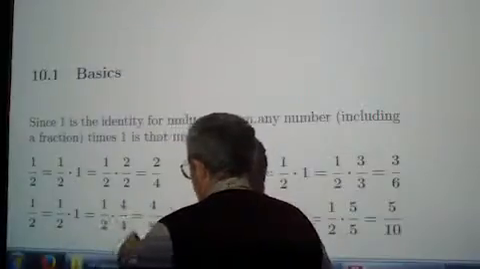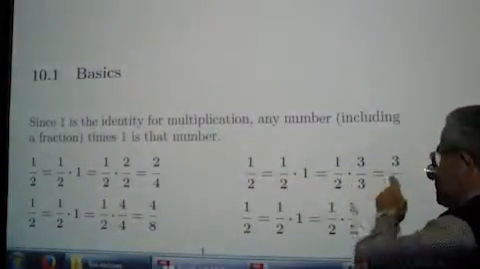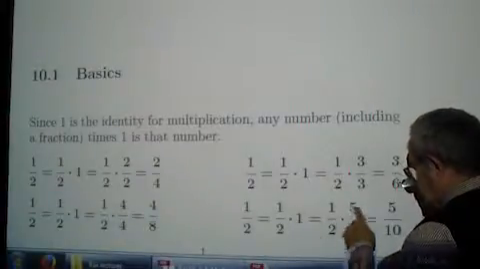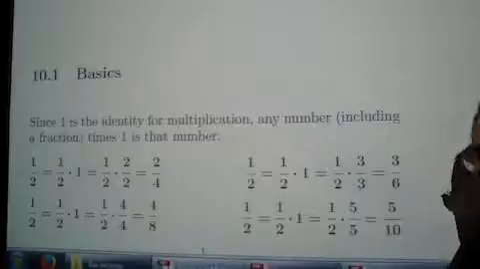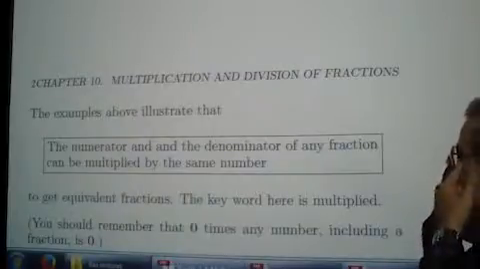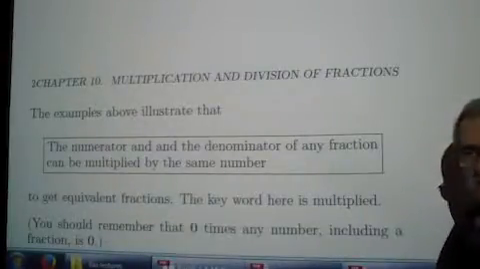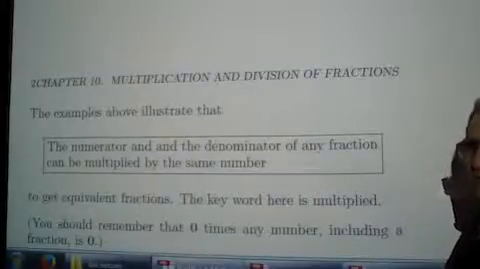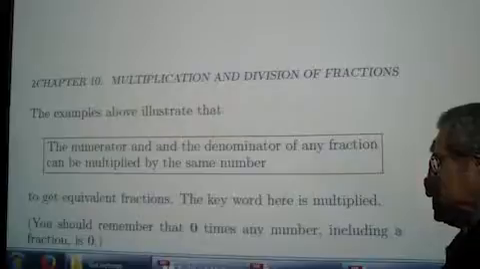Multiply 1/2 by 4 over 4, get 4 over 8. Multiply 1/2 by 3 over 3, get 3 over 6. Multiply by 5 over 5, get 5 over 10. That's pretty decent, isn't it? So the numerator and the denominator of any fraction can be multiplied by the same number. You're just multiplying by 1. And you get equivalent fractions.